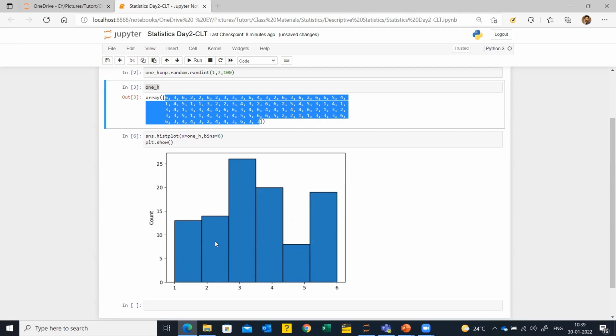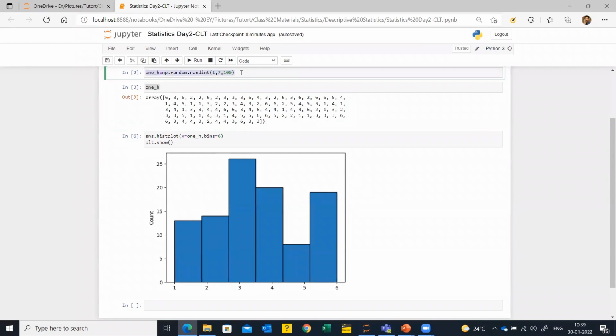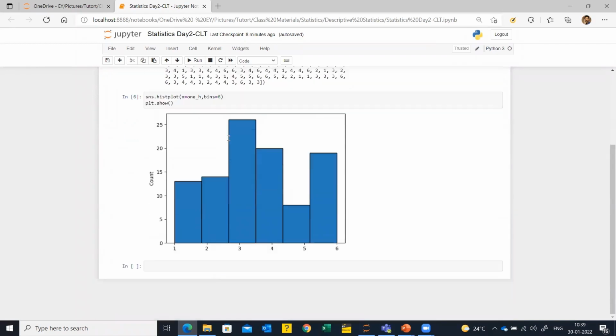Any question till now? We'll move on to the next section where we will do something logical, right? Okay, let's do one thing. I think 100 is a very low number for a population. So let's copy this, right? And paste it over here.